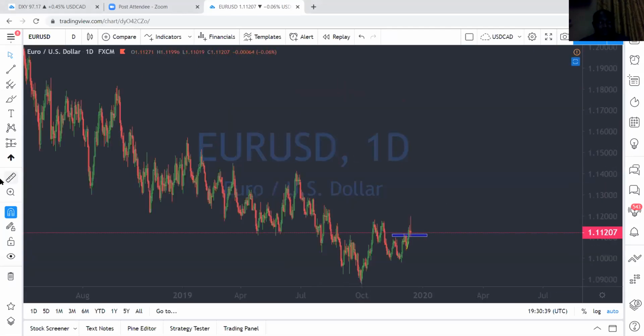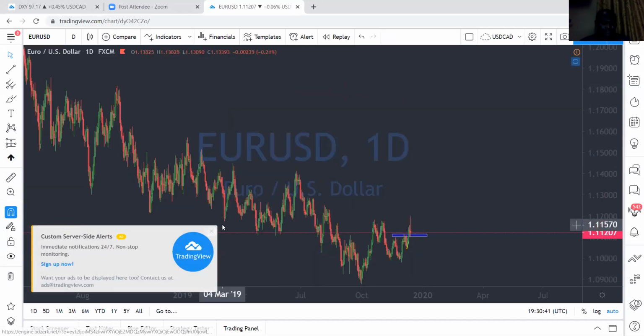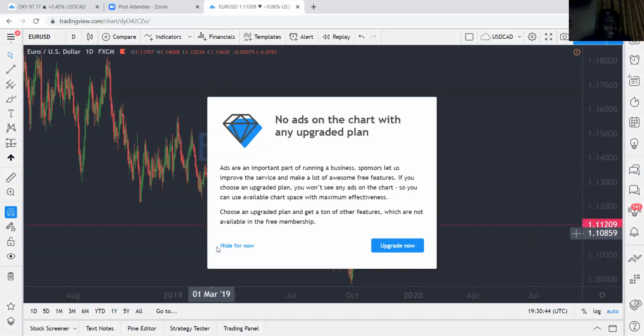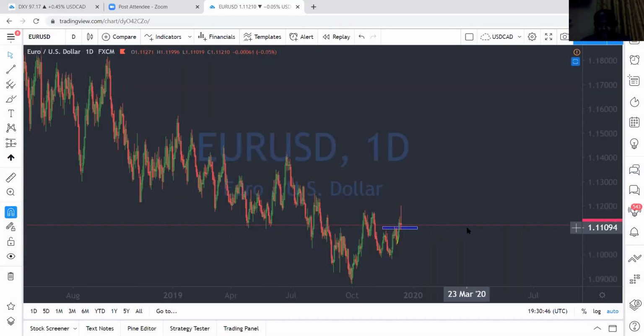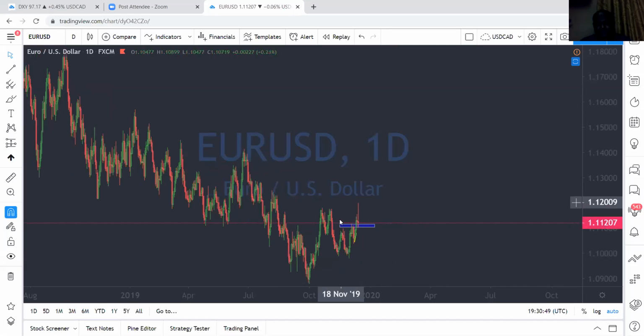Can you see? Let me make it clear for you. All right. You see? Impulse. Let me draw it. All right. So you have a movement down like this. You have 1, 2, 3. Can you see? The 3-wave pullback.